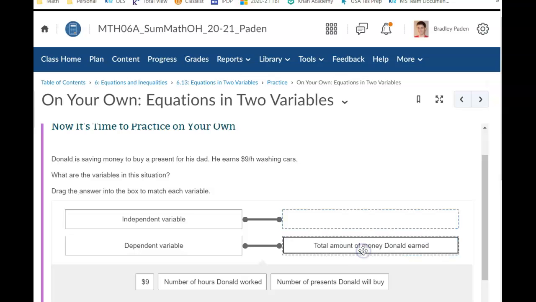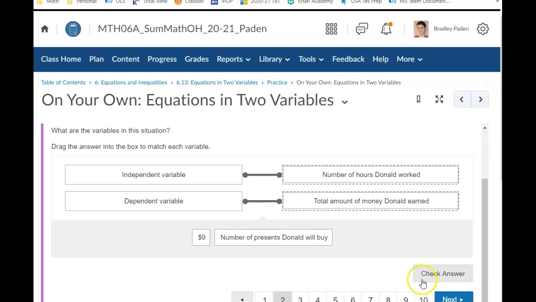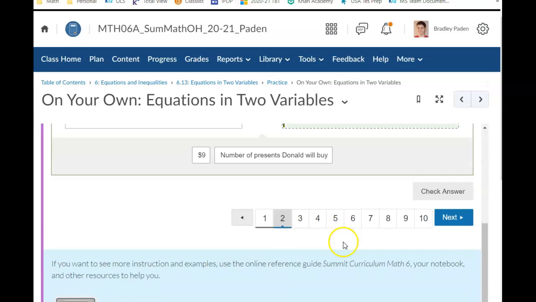It depends on how many hours he works, right? The number of hours he works is the independent variable here. 9 is a coefficient to that variable. It wouldn't be a constant, but it's also not a variable. And they didn't say anything about the number of presents Donald will buy. Well, let's check it. That checks out.